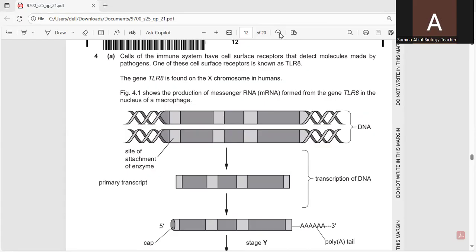So, site of the attachment: you can see in the picture the DNA molecule, and the site of attachment of the enzyme, which they have marked with an arrow. Then they have shown the primary transcription of DNA taking place. The primary transcript undergoes several modifications, the post-transcriptional modifications, to become a mature messenger RNA ready for translation.